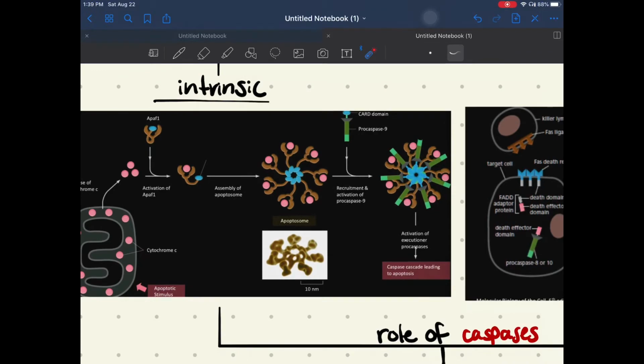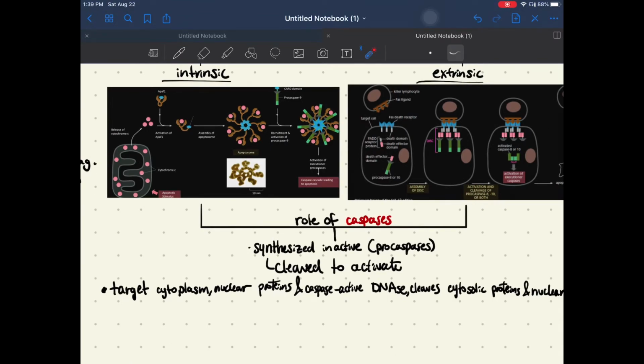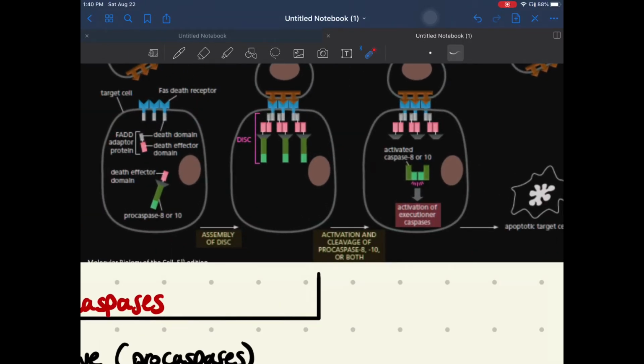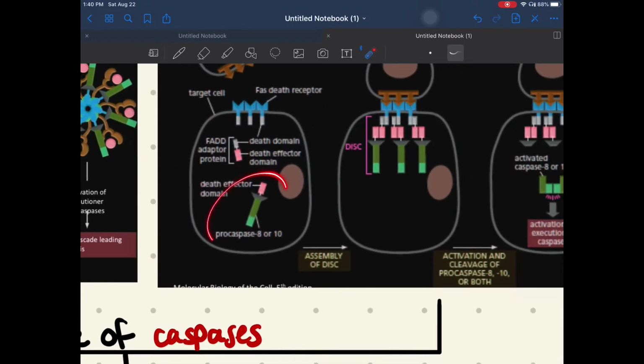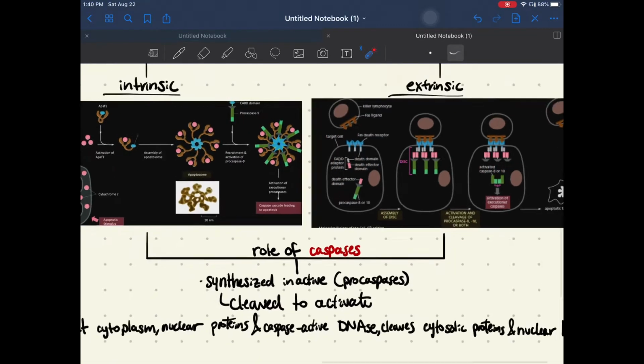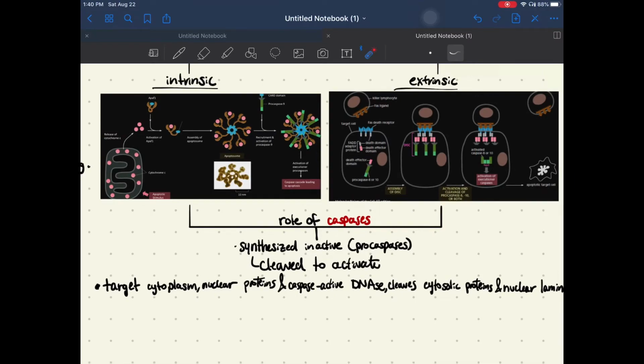So in this case, for the intrinsic pathway, it's cleaved by the apoptosome, and then that activates the caspase, and then that leads to the cascade. Hopefully that makes sense. That has a similar function over here in the extrinsic pathway. So you can see that procaspase 8 or 10 is going to be cleaved, and then that's going to lead to your initiation of your apoptosis.